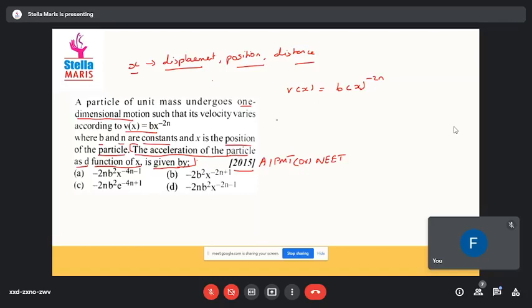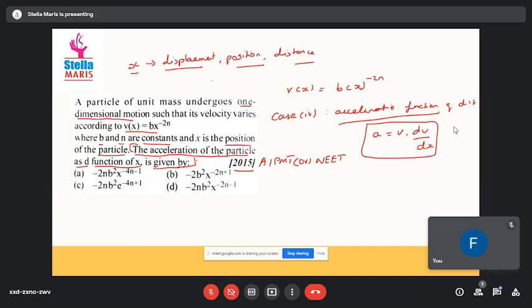Which case is that? Case 4. Case 4, the given equation is acceleration as a function of distance. Very good. So this is what they are asking. The acceleration is a function of distance. So what is the formula when this comes? a is equal to v dv by ds. In the place of s, we can say x also. Right, so this is what they are asking.